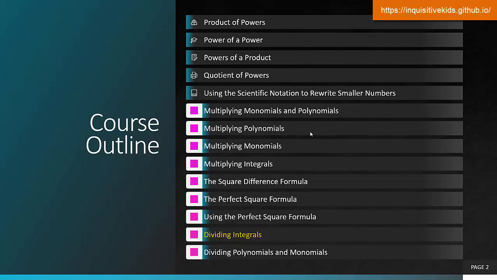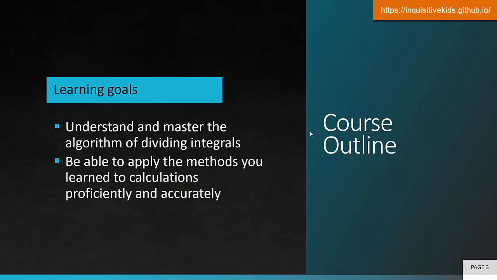And so this is our course outline for Unit 7. You can see that we are already on our second to last lesson, and in the next lesson we will be learning about how to divide polynomials and monomials. Our learning goals for today is to understand and master how to divide integrals. And we're going to be able to apply what we learned to actual expressions, and we're going to be able to simplify them. So here's some review.